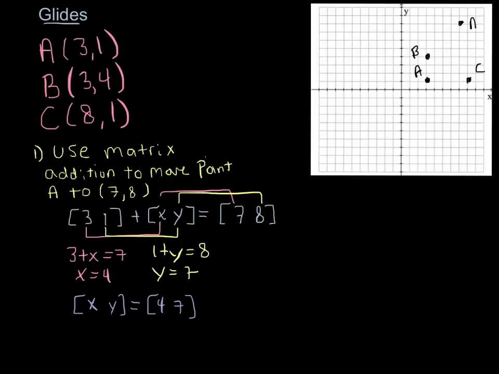It got moved by this matrix here, 4, 7, to 7, 8. So if you want to move things around the coordinate plane, it's as easy as adding the right matrix. The x-coordinate of the matrix you're adding is going to move you horizontally, and the y-coordinate is going to move you vertically. So right now, the tools in our toolbox, if you think about it, is we saw an example of a reflection in the last video, and here with glides we can move things around.